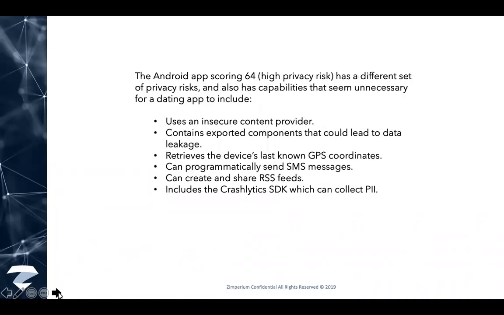The Android high score of 64, which again is an average score, it's not totally failing, but it's also not passing. One of the examples is using that insecure content provider, right? Exported components is another thing that you have to worry about, where it's literally exporting components, and those components can lead, obviously, to data leakage. Last known GPS coordinates. Now, maybe there's a capability in the app that is like, hey, I'm getting ready for a date and I want to know where you are right now. But as a general rule, that's not something that an app needs to have. Again, SMS and RSS, and then Crashlytics SDK is, again, one of those notorious things where Crashlytics by itself is fine, but the hackers know how to capitalize on it in order to collect PII.